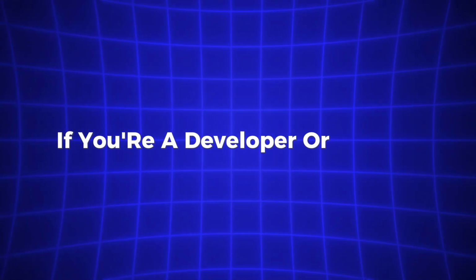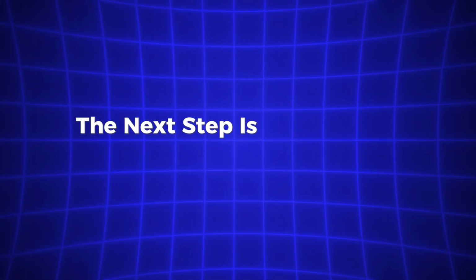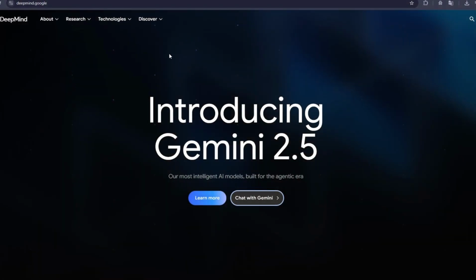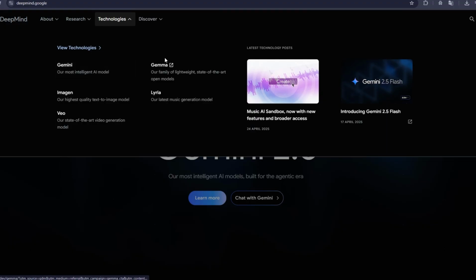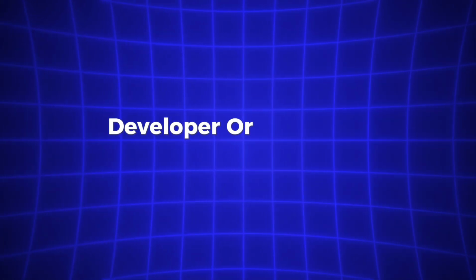If you're a developer or business looking to integrate DeepMind's AI models, the next step is to create an account or log in using your existing Google credentials. Once logged in, you can explore the different AI models available and access detailed documentation, tutorials, and demos that will help you integrate these technologies into your workflow. Whether you're an individual developer or part of an enterprise, DeepMind provides clear guidelines for how to get started.